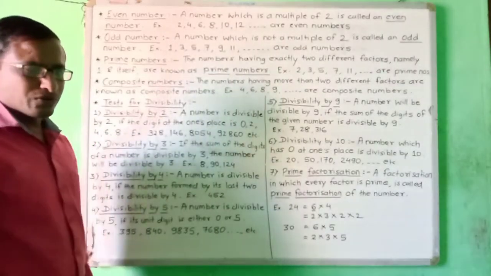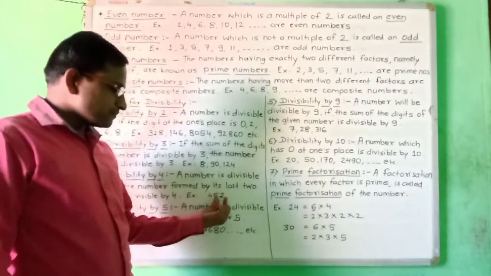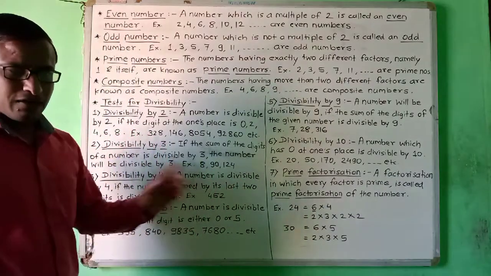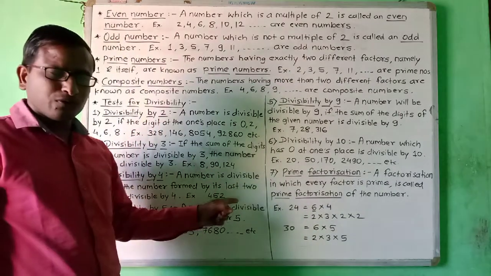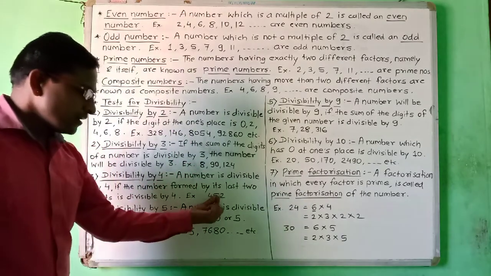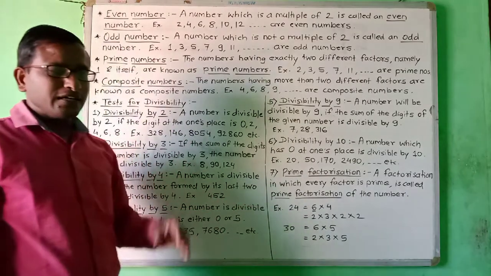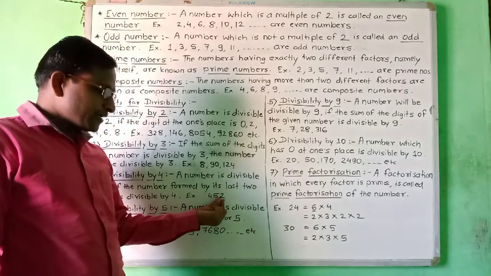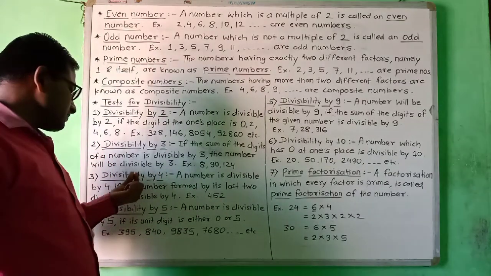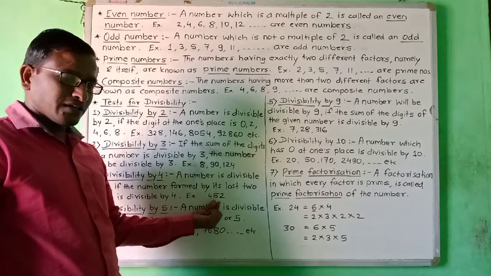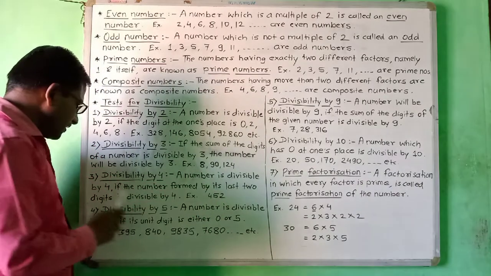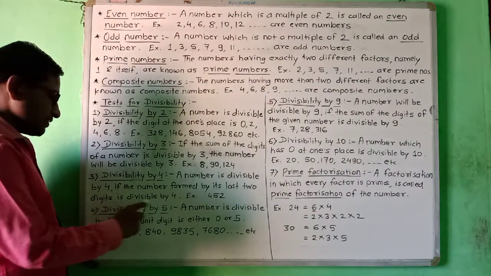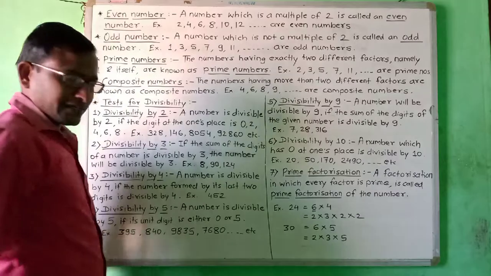Example 452. See here, the last 2 digits are 52, divided by 4. 4 1s are 4. 5 minus 4, 1 remains. Next to 1 you write 2, 12. 4 3s are 12. So the quotient here is 13. 13 4s are 52, so 52 is completely divisible by 4. So the divisibility test by 4 is satisfied. A number is divisible by 4 if the number formed by its last 2 digits is divisible by 4. So this is the test of 4.